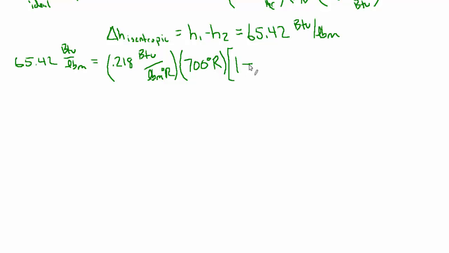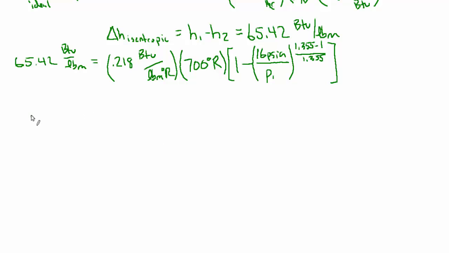And then we have 1 minus the ratio of the pressures, P2 over P1. P2 is known to be 16 psia, and P1 is unknown. That's what we're after. And that's being raised to k minus 1 over k, where k is 1.355, so 1.355 minus 1 over 1.355. That's an exponent, by the way, not multiplication, just to be clear. Now we can multiply these two, 0.218 and 700, and then do 65.42 divided by that result. We'll do all that in one shot on the calculator.